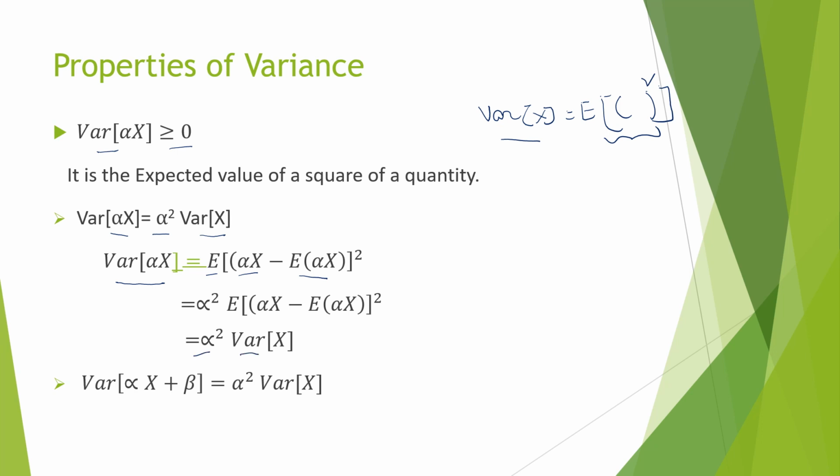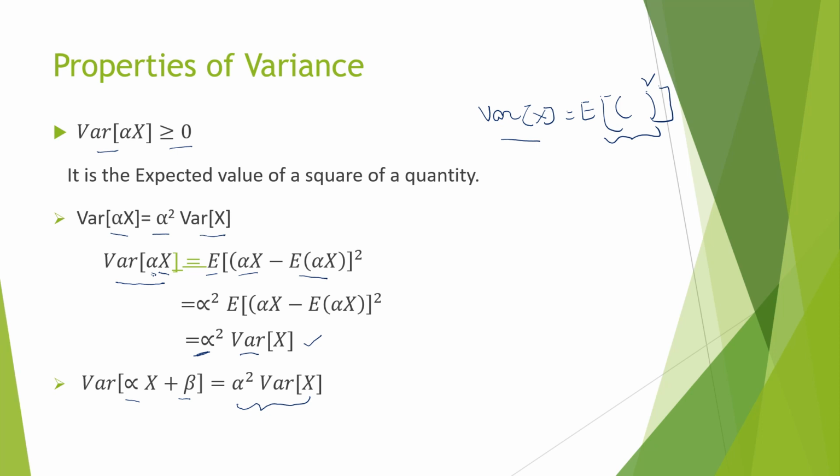If you multiply a random variable with alpha, its variance is multiplied by alpha square, because variance of X is ultimately the expected value of the square of the difference. Therefore, if you multiply random variable X with alpha, its variance is multiplied by alpha square. And thirdly, suppose you are adding a constant beta to alpha X, then what is its variance? Variance is not changed. Whatever variance alpha X has, it remains the same.